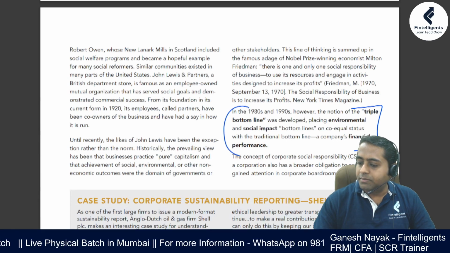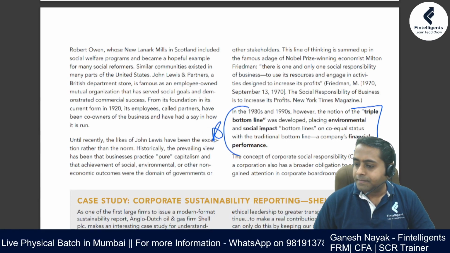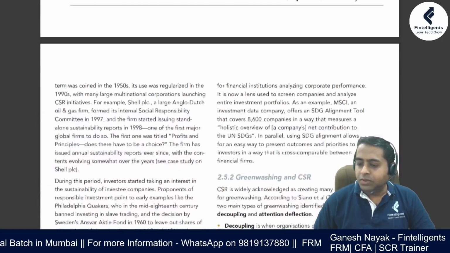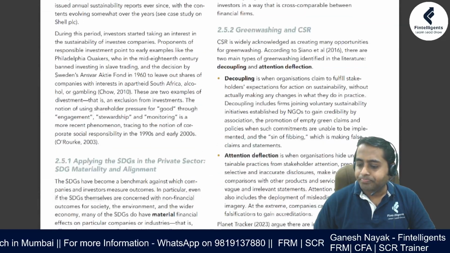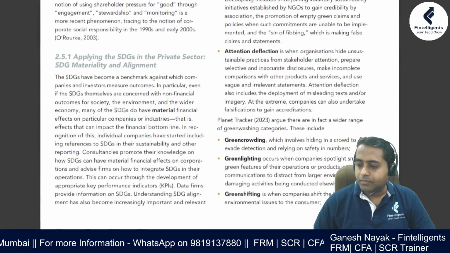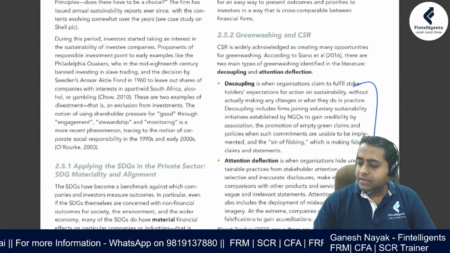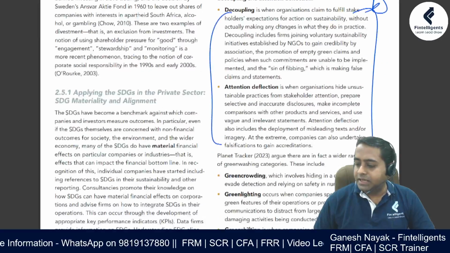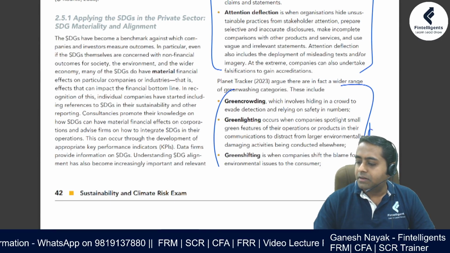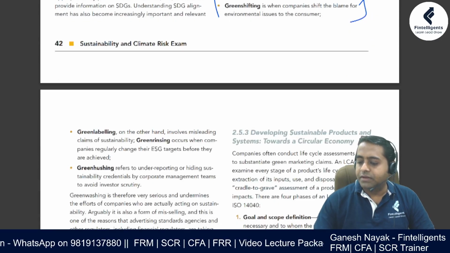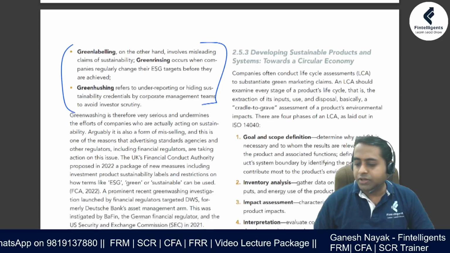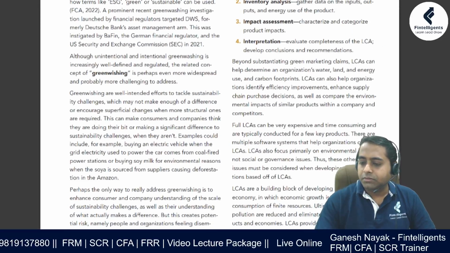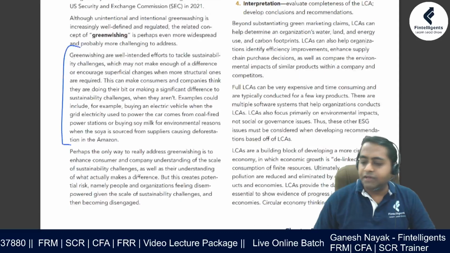Sustainability at corporations and financial organizations. The triple bottom line concept is important. Reporting is okay. This entire thing, decoupling, greenwashing and CSR, and this part, green crowding, green shifting, green labeling, green hushing, all of this is important. This paragraph you can read.